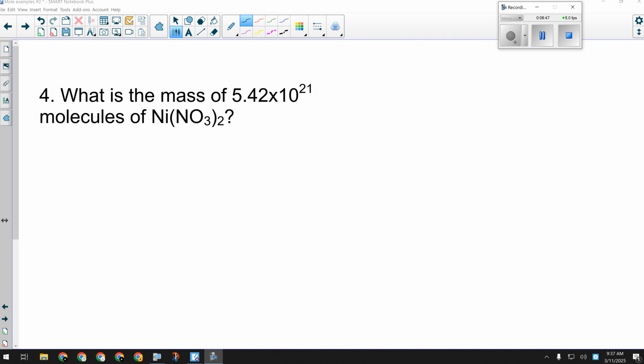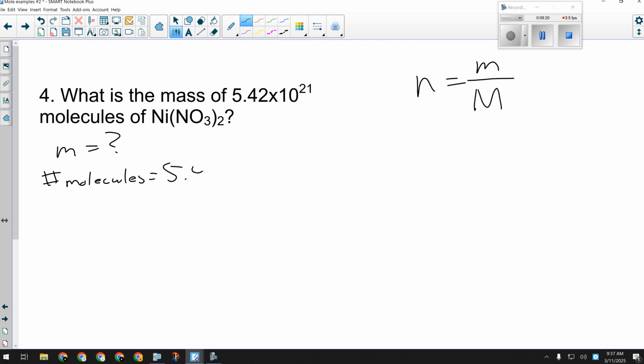Okay, let's have a look at number 4. In number 4, we're given the number of molecules and we're asked for mass. That's type 4 questions. You get the number of molecules, which is huge, and you're trying to find mass. In order to find mass, you need the number of moles and the molar mass. The molar mass we can calculate right now because they tell us the material. So I'm going to write that mass is an unknown. I have the number of molecules, 5.42 times 10 to the 21, which is really small, on the order of 100 times less than a mole, somewhere in there.